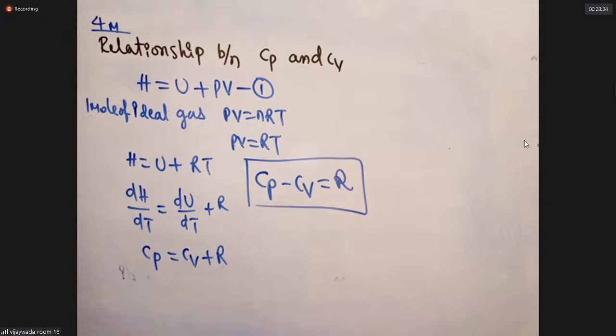That is the relationship between Cp and Cv. So in the exam, the question is: define molar heat capacity and derive the relationship between Cp and Cv. It is a 4 marks question.